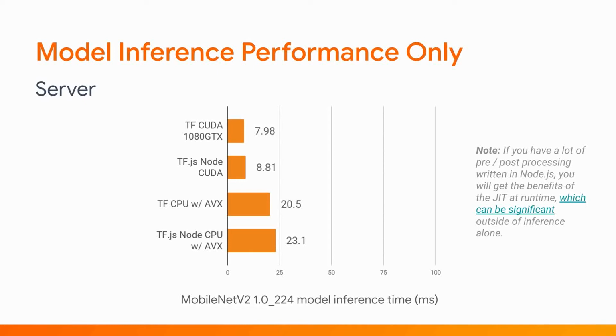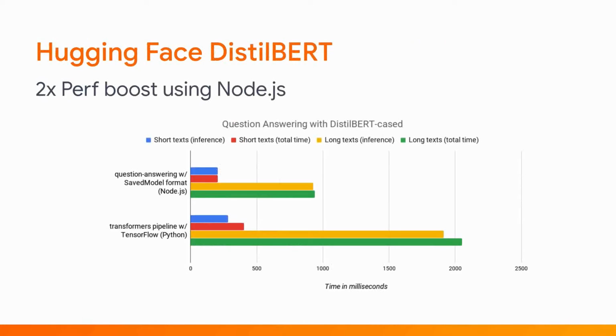However, if you have a lot of pre or post processing, then Node.js can leverage the just-in-time compiler of JavaScript to see a significant boost in speed over Python. Here, we can see how Hugging Face, who are well known for their natural language processing models, converted their DistilBERT implementation to Node.js. This resulted in a 2 times performance boost over their Python equivalent.